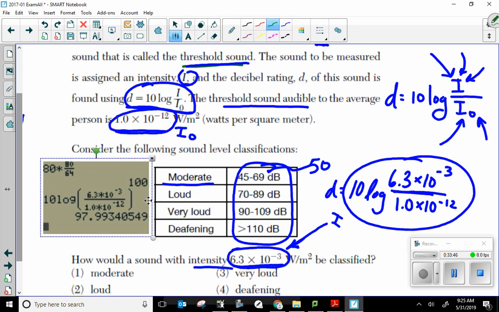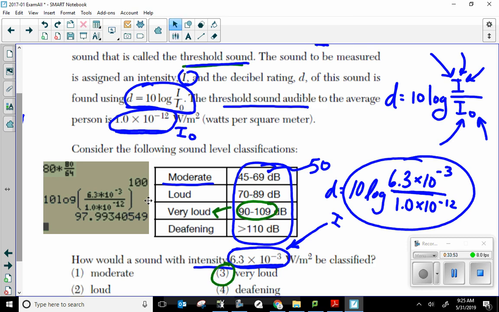97.99 falls in between this right here. It is considered very loud, which is choice 3. God, sometimes I wish we just had problems again where there isn't all this setup of scenario. I feel like sometimes it pulls away from the math, but this is application, and this is what Common Core does. Thank you so much, United States government.